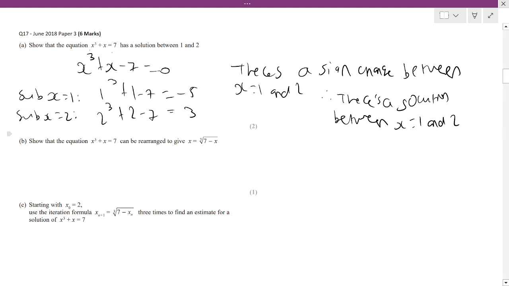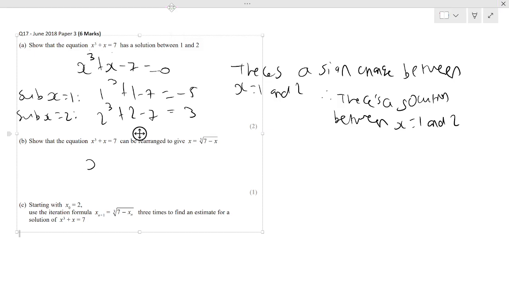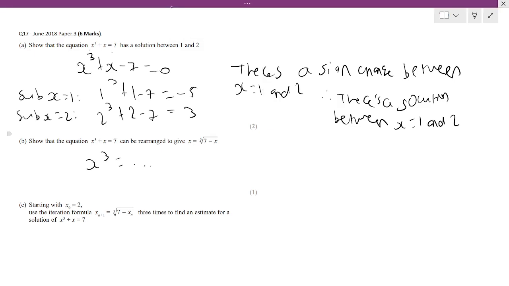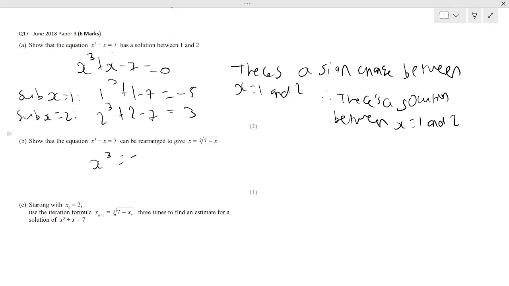Cool. And then part B says, show that the equation can be rearranged to this. Okay, so notice we cube root. So I'm probably going to need x cubed equal to something, which then I can cube root to get just x. Okay, so then x cubed is going to be 7 minus x. Therefore, x is then going to just be the cube root of 7 minus x, which is exactly what they've got. Okay, it's only one mark, not much you need to do there, but there we are. Lovely.